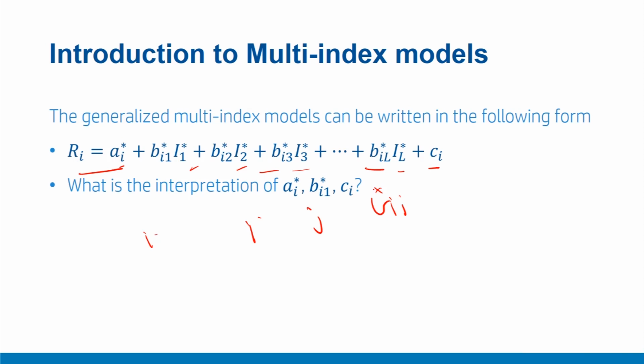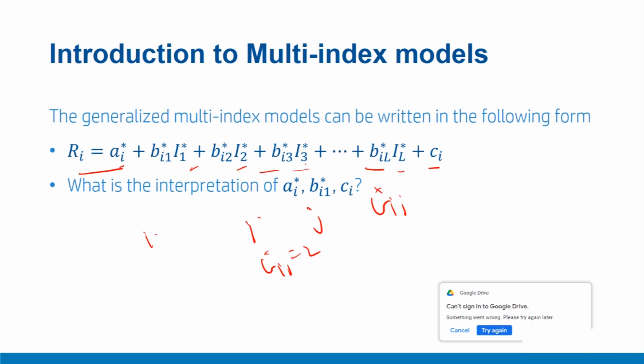Bij star has the same interpretation as that of beta i. Bij star is a measure of sensitivity of return of stock i to changes in index j, and it has the same interpretation as that of beta i in case of single index models. For example, Bij star of 2 means that if the index changes in a particular direction by 1%, whether increase or decrease, the stock return is expected to change by 2% in the same direction. This is similar to single index models.